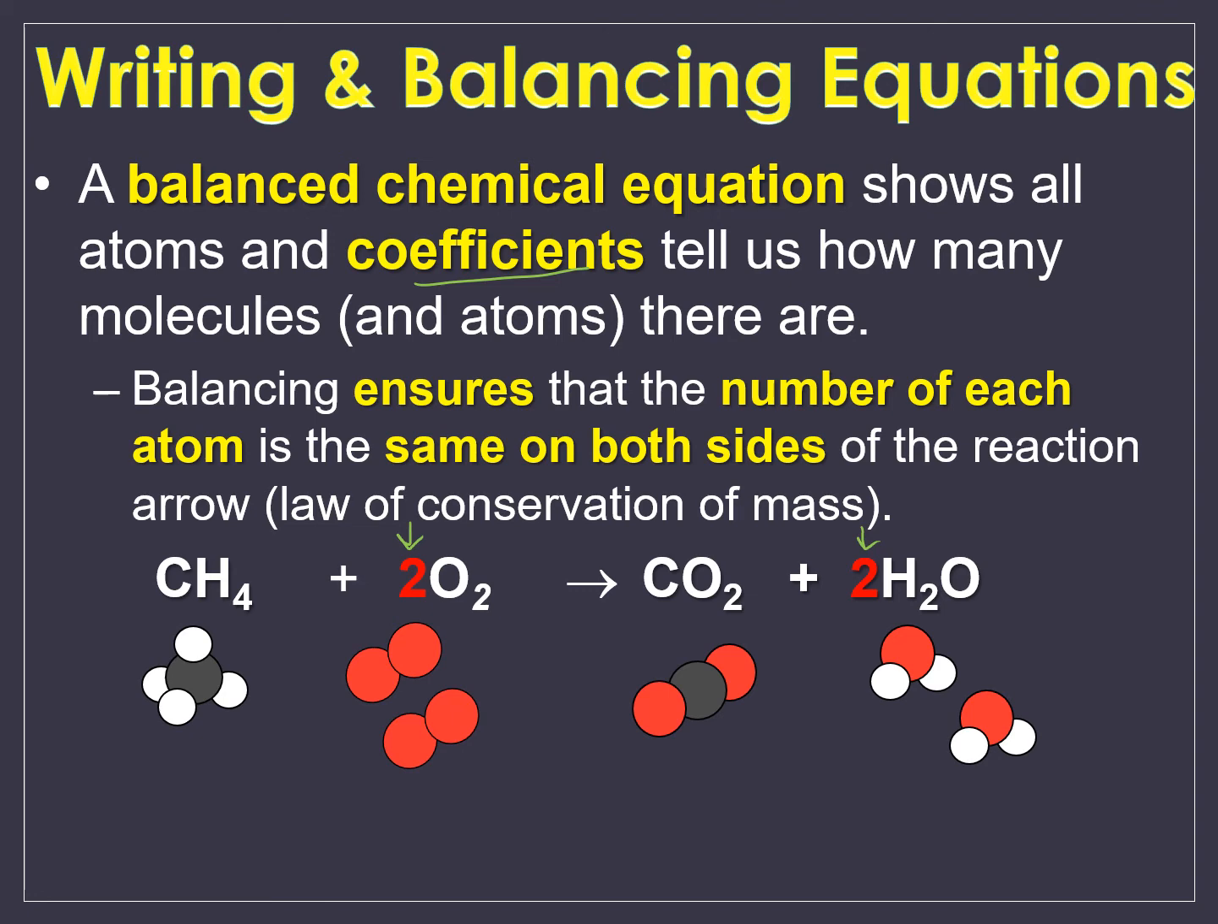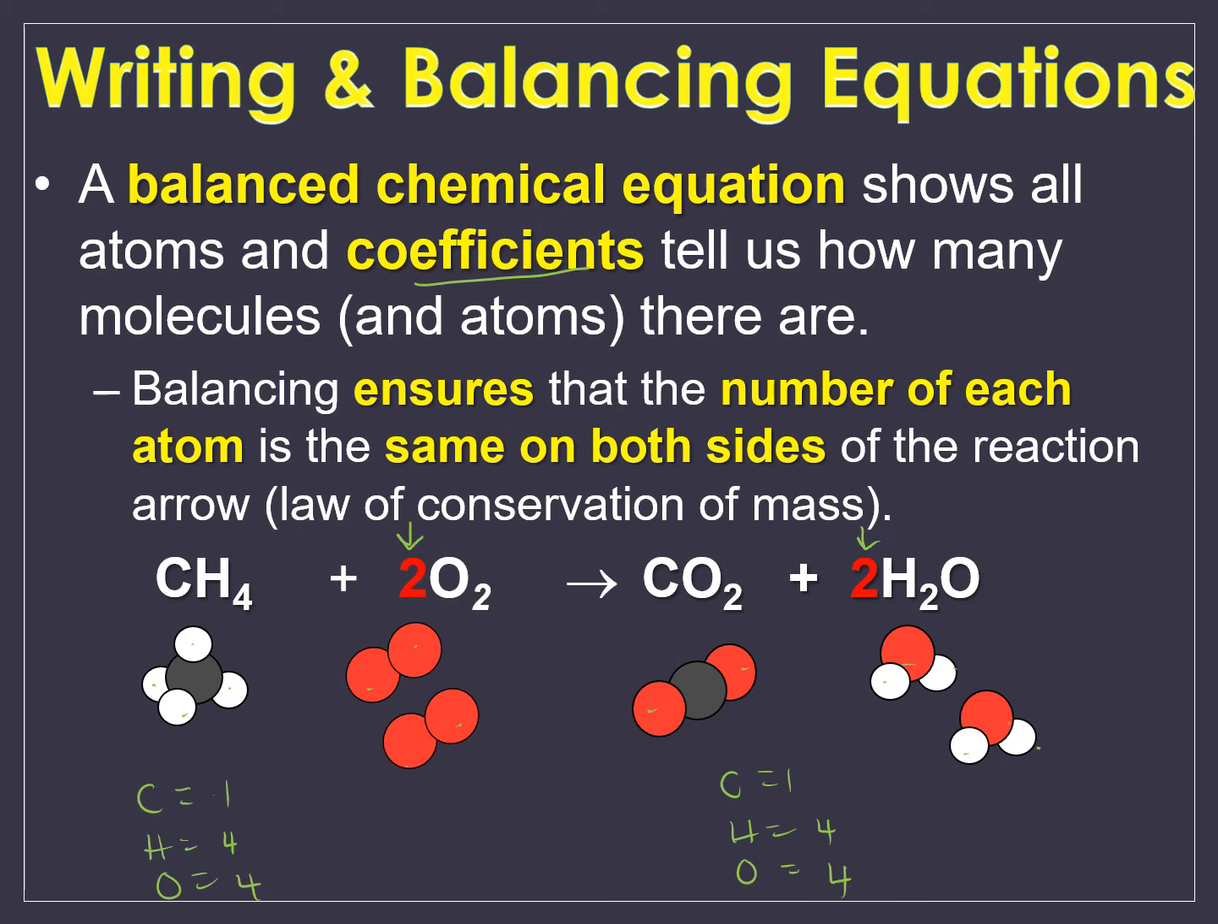Carbon atoms on this side, I see that there's only 1 carbon atom. Hydrogen atoms, there's 1, 2, 3, 4 hydrogen atoms, and oxygen atoms, there's 1, 2, 3, 4. Now to the right of the arrow, I'm going to do the same count. Carbon, 1, hydrogen, 1, 2, 3, 4, and oxygen, 1, 2, 3, 4.